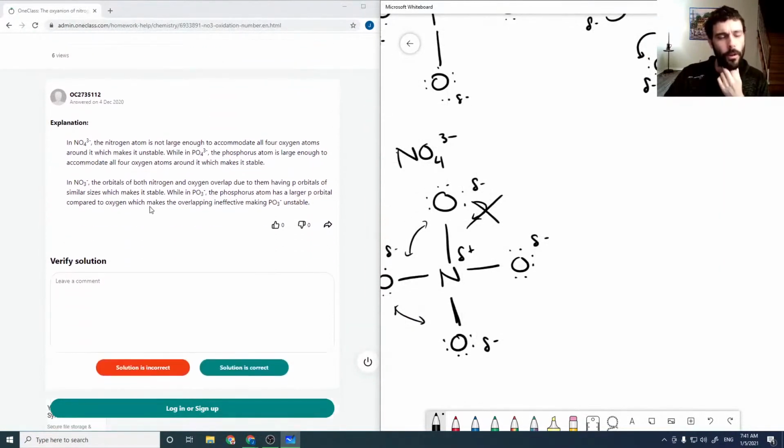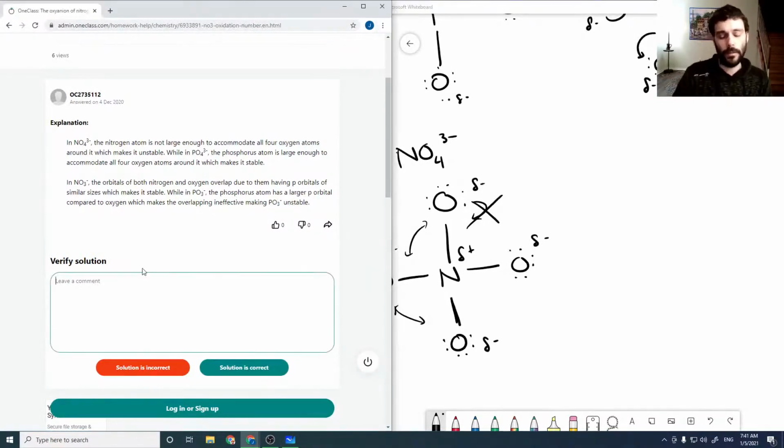In NO3 minus, both of them have p orbitals of similar size, so both of them are 2p's. Well, in PO3 minus, it's a larger p orbital, a 3p orbital, so it's less effective. So I'd say the solution is correct, although a little incomplete.